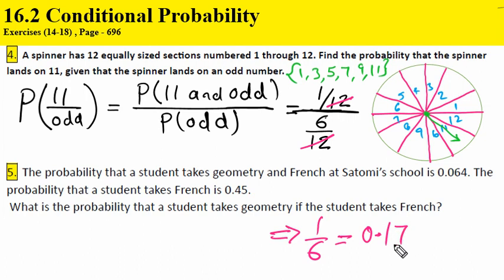That will be equal to 0.1666, so that is like 0.17. If you want to change it to a percentage, that will be roughly around 17%. That is your answer. Okay, that's how you solve it.